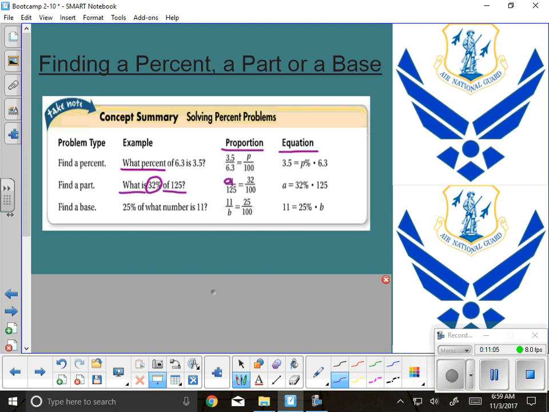And then to find a base, it's very similar again. They gave us the percent, which is 25%, but we're trying to find the of. So we can see that 25% of what number is 11. To do this, because we have is 11, we're going to put the 11 over the B, because we're trying to figure out the what part, the what piece of this. Then we're going to set it equal to 25 over 100, since we know what percent we are trying to get to.